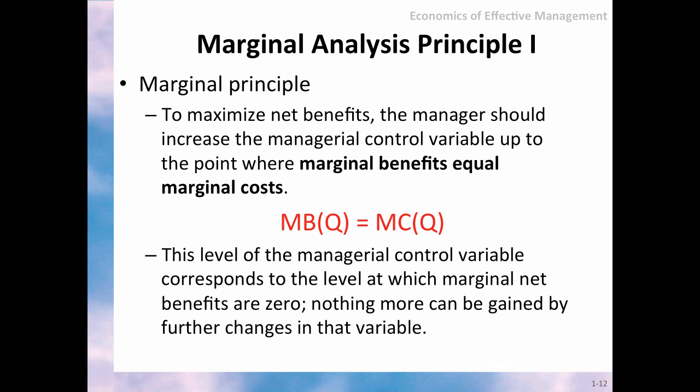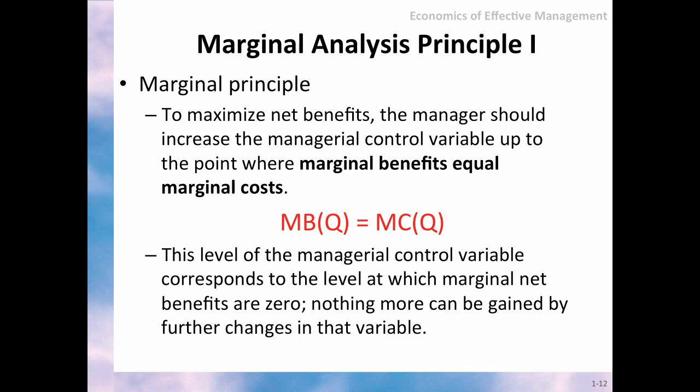The second step is to apply a very important principle. To maximize profits, the manager should increase the managerial control variable up to the point where marginal benefits equal marginal cost. In this example, this means to increase production Q. This condition is a golden rule in economic analysis. Remember it well. You will find an example in the for further study slides of this chapter.